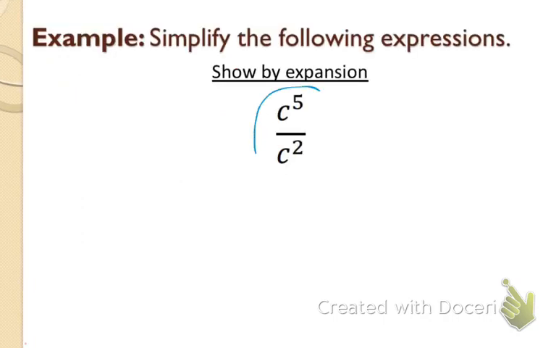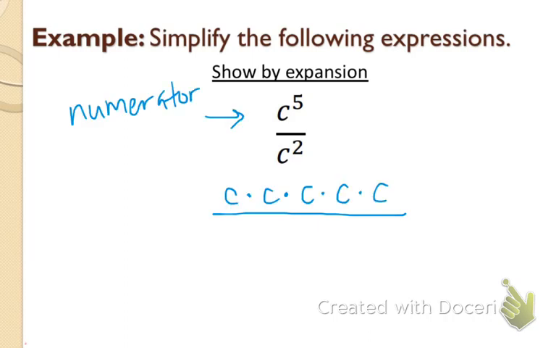And sure enough, if you look at our first example, we have a fraction, okay? So, the instructions say to simplify the following expression. We're going to show this by expansion. Okay, so we know how to expand because from the previous lesson, we learned that this power is saying that C needs to be multiplied 5 times in the numerator. In the denominator, C needs to be multiplied twice.